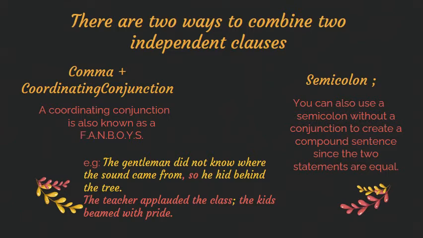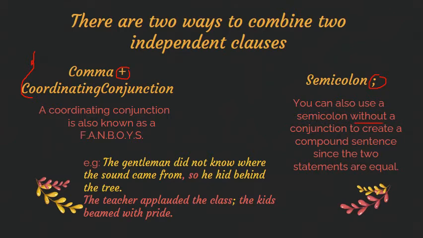The first way is the comma and the coordinating conjunction. You see, comma plus coordinating conjunction. I cannot have a comma alone. I cannot have a coordinating conjunction alone. I must have them together. A coordinating conjunction is also known as a fanboys. So the coordinating conjunction is one of the fanboys. Or a semicolon. The second way is using the semicolon alone. You can also use a semicolon without a conjunction, to create a compound sentence since the two statements are equal.